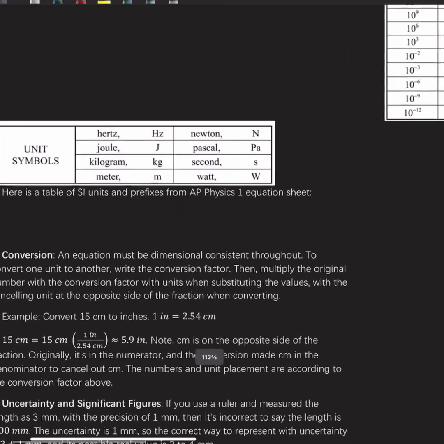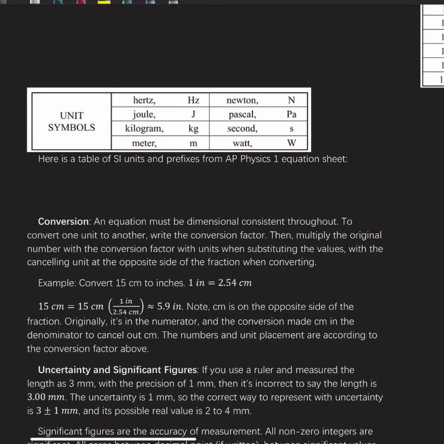And now let's talk about conversion. An equation must be dimensionally consistent throughout, which means that if one of the variables is in meters and one of the variables is in inches, it won't work out. It must be the same unit. To convert one unit to another, write the conversion factor, and then multiply the original number by the conversion factor with the unit when substituting the values, with the canceling unit on the opposite side of the fraction when converting.